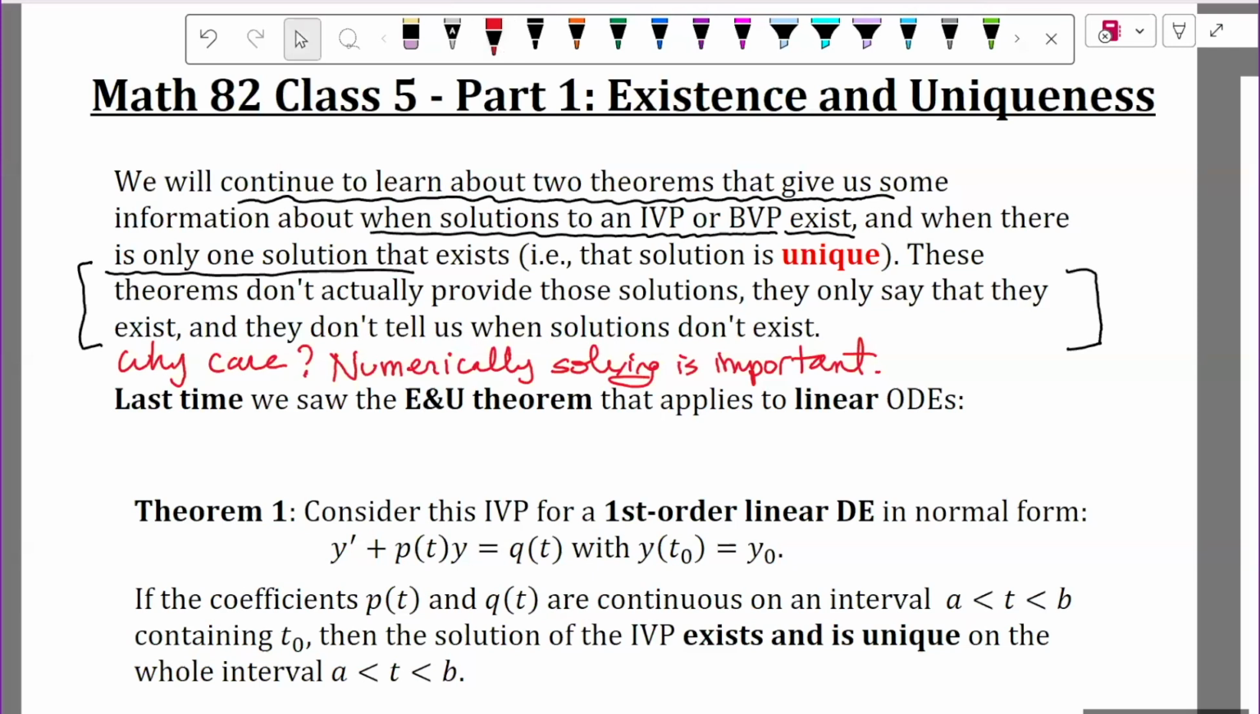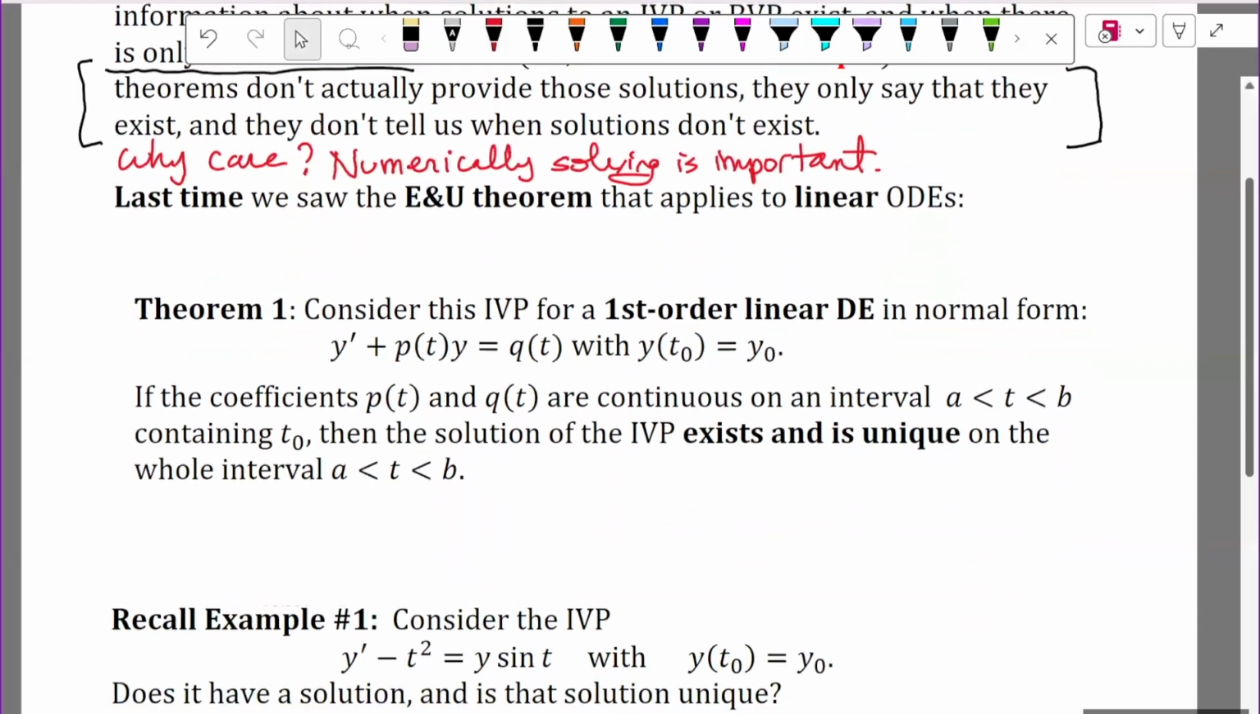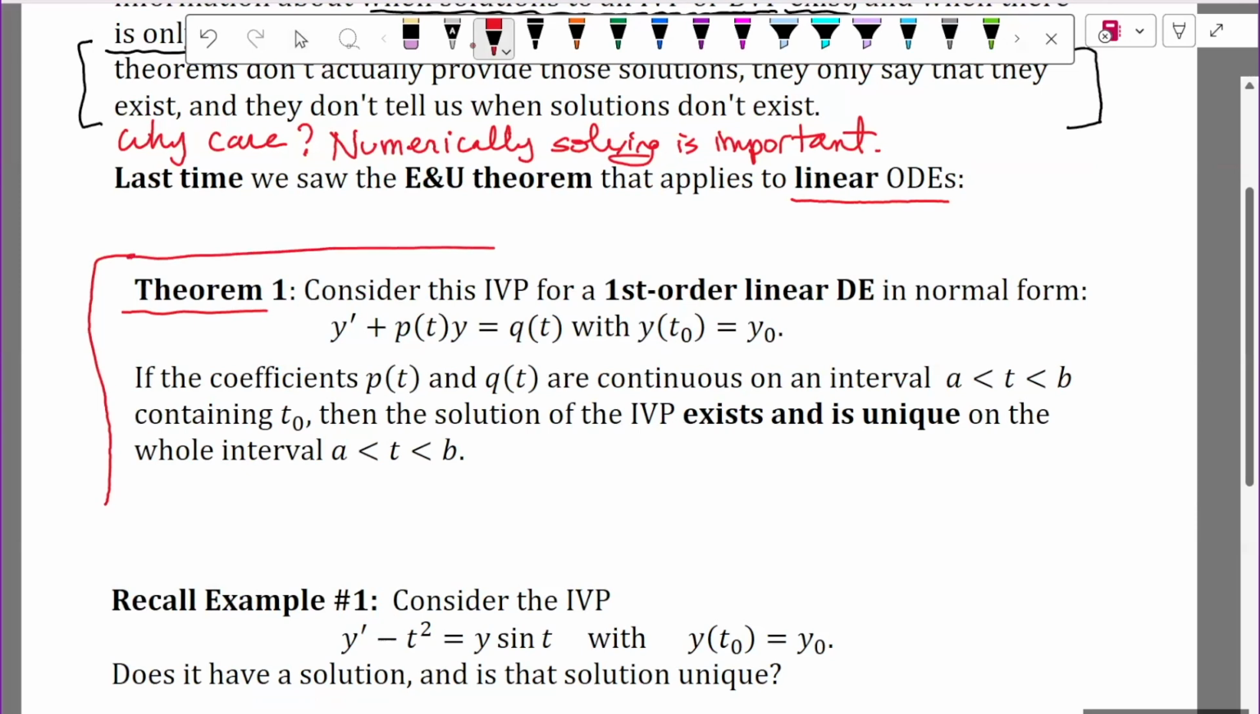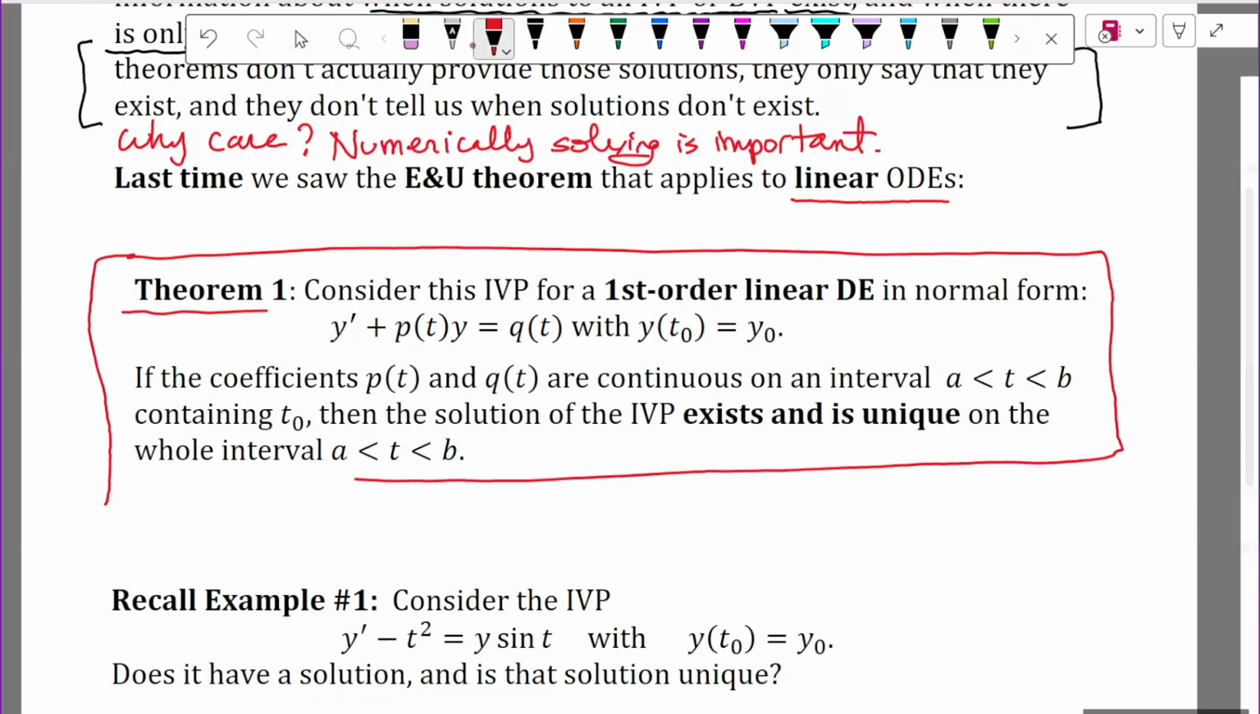Now let's take a look at one of our first theorems. When we were in class last time, we did see this Theorem 1 for existence and uniqueness that applies to linear ODEs. And what it said was the following. If you take an initial value problem, and remember, every time we say initial value problem, the same thing applies to a boundary value problem. So if you take an initial value problem for a first order linear differential equation, right here, it's key that it's linear. We always have to put it in normal form so that we can use the theorem properly.